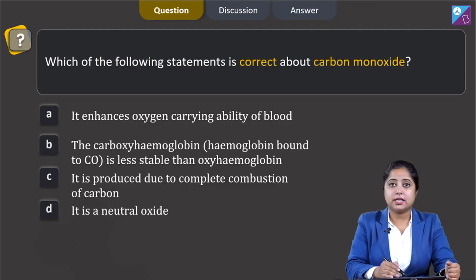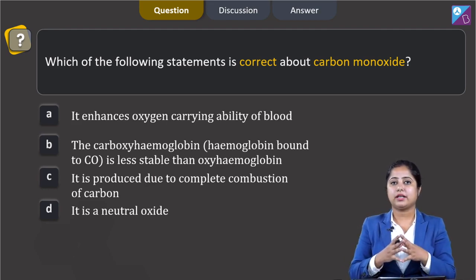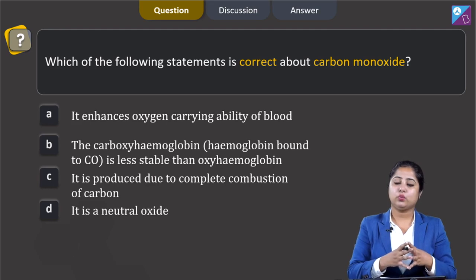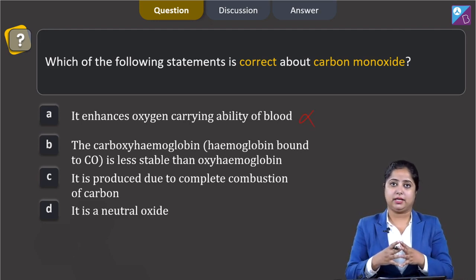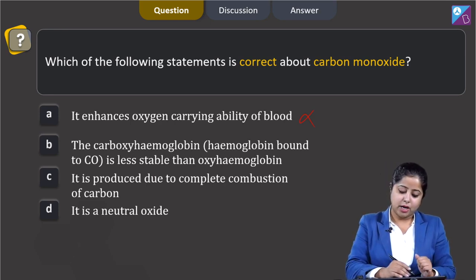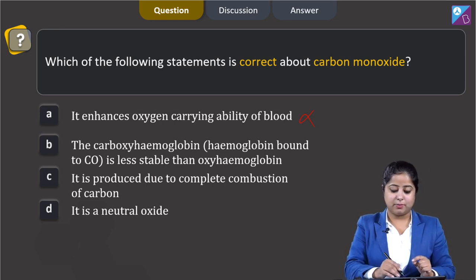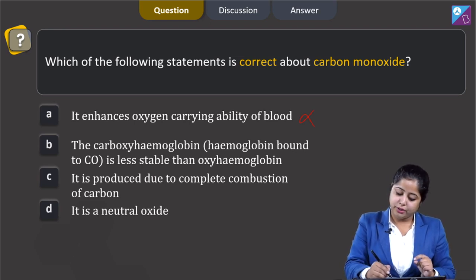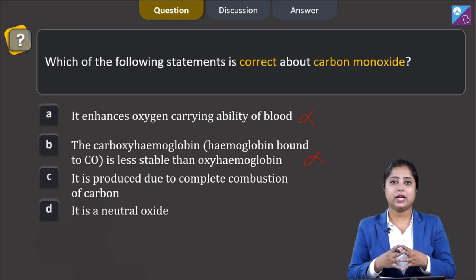Which of the following statements is correct about carbon monoxide? Students, in this question we are given 4 statements and we have to identify the correct statement. So let's start with statement A. It enhances oxygen carrying ability of blood. Student, this is an incorrect statement, as carbon monoxide, that is CO, decreases the oxygen carrying ability of blood. Moving to next statement. The carboxyhemoglobin, that is hemoglobin bound to carbon monoxide, is less stable than oxyhemoglobin. Student, this is also an incorrect statement, as the carboxyhemoglobin is 300 times more stable than oxyhemoglobin.